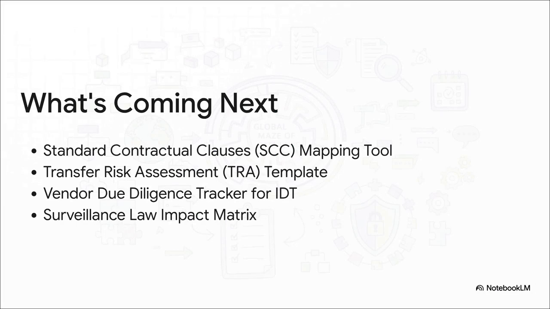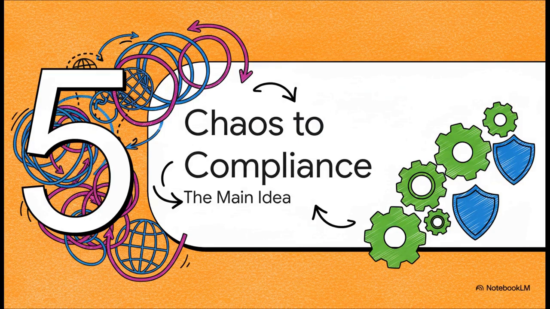And this isn't just some vague promise for the future. The source says there are more of these practical tools coming down the pipeline very soon. We're talking things like a transfer risk assessment template, a surveillance law impact matrix, all designed to make this stuff easier to handle. So, after all that, what's the big takeaway?